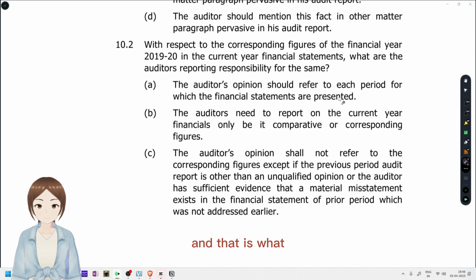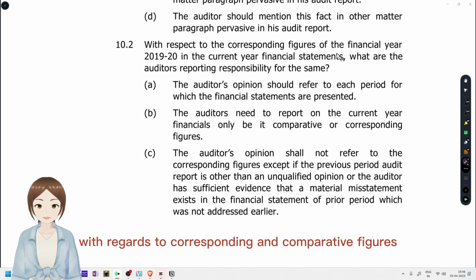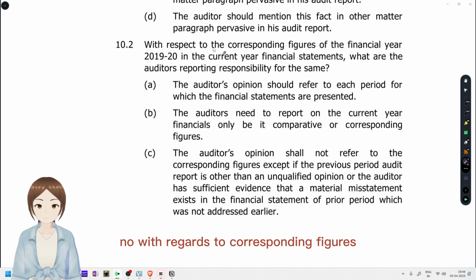And that is with regards to corresponding and comparative figures, the auditor's opinion should refer to each period in the financial statements presented. With regards to corresponding figures, the auditor has no obligation with regards to the previous audit period. The auditor needs to report on the current year financial statements only, whether it's for comparative or corresponding.